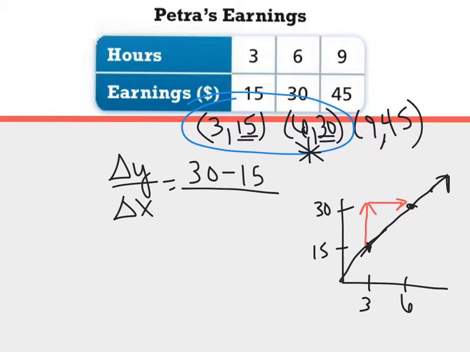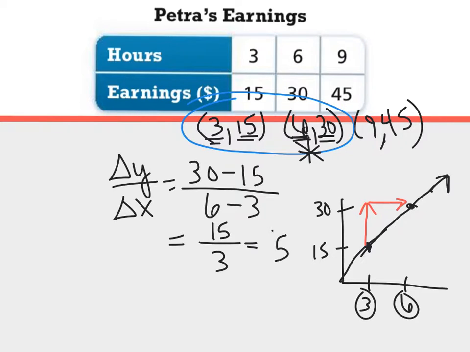So we have to do the same order for the x's that we did for the y's. Our x value, we're going from 3 to 6. So that's a change of 3. Or to work it out, showing that same order, we could do 6 minus 3. So that would be 15 over 3, and then we'll divide that out, which would be 5. And what that means is Petra earns $5 per hour.